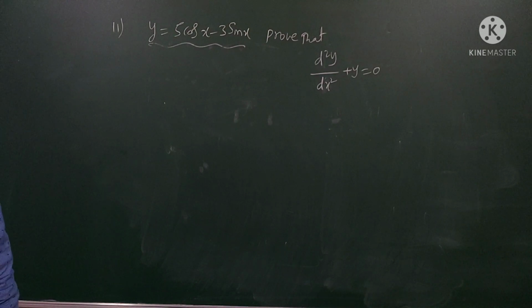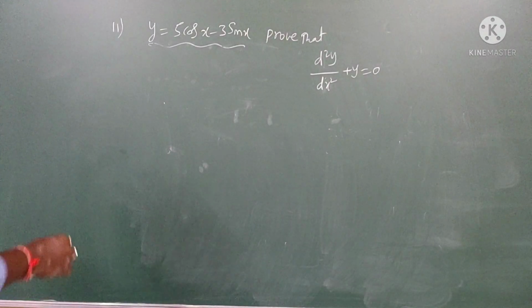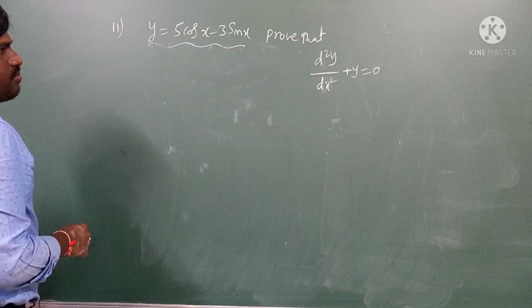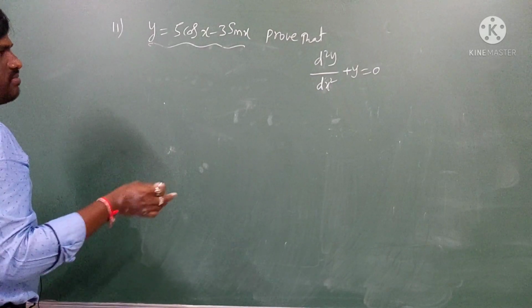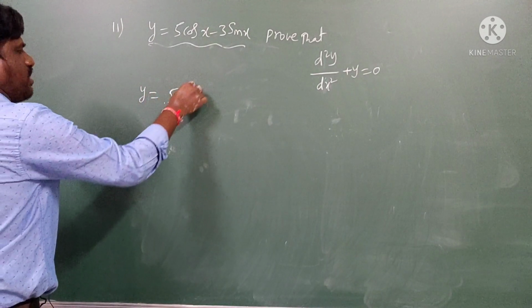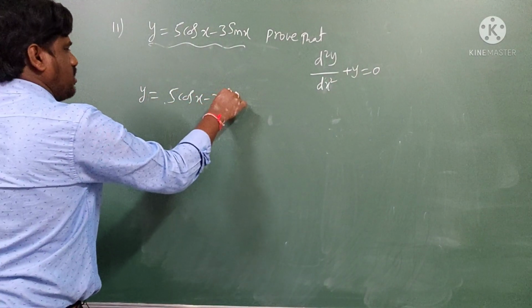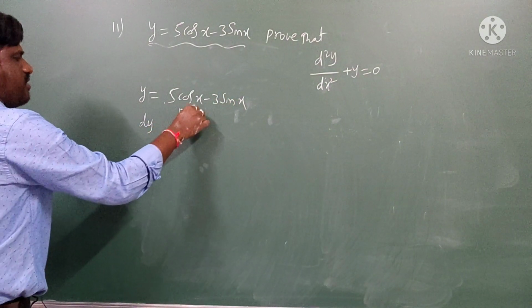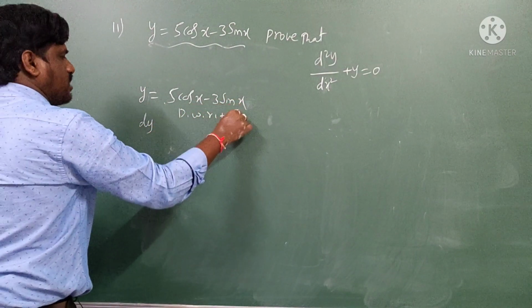Let us discuss the next question. What is given? y is equal to 5 cos x minus 3 sin x. We have to prove that d2y by dx square plus y equals 0. Let's take the question. y is equal to 5 cos x minus 3 sin x. Now differentiate this with respect to x.